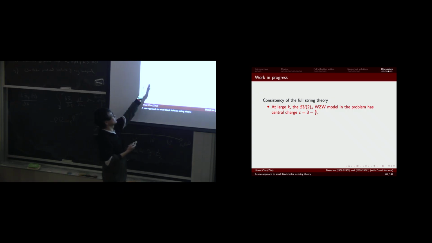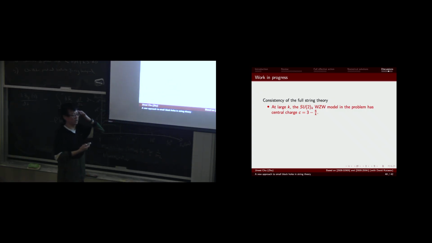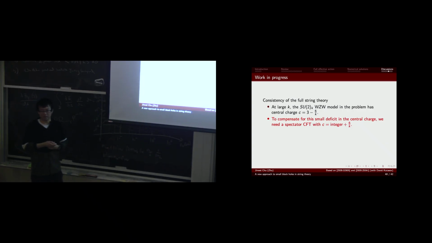So in our problem we have this SU(2)_K WZW model, right? And we take large K, so the central charge is slightly smaller than 3. You know that in the full string theory the central charge should be 26 or 10, but anyway it should be some integer. So in order to compensate such a small deficit, we should have some other spectator CFT that has a central charge slightly larger than the integer.